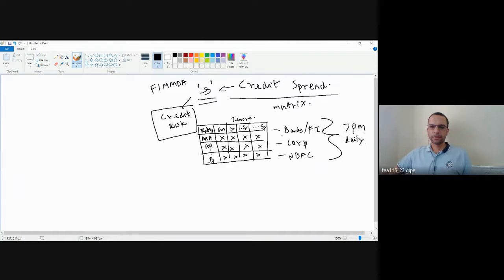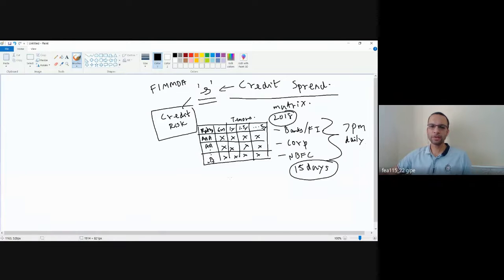Okay. So up till now, I think roughly up till 2018, FIMDA used to publish this fortnightly. That is, every 15 days it used to have a credit spread matrix. But now, since 2018, this has become daily. So every day in the evening, FIMDA publishes a revised credit spread matrix, which the market participants use for their calculations. And again, this will be like an automated batch process which runs.